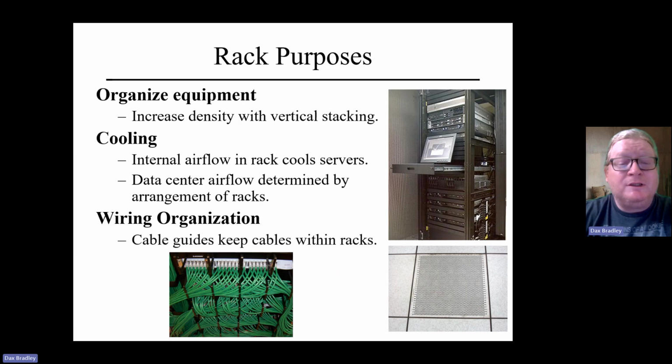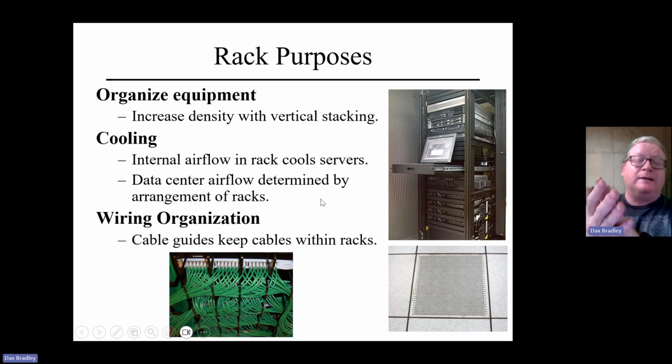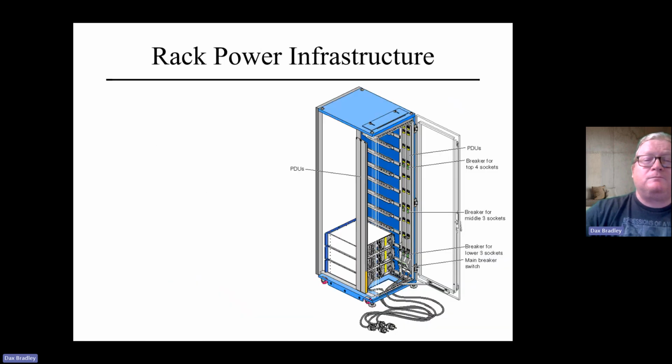And wiring organization is where the cable guides keep the cables within the racks. Usually on the sides, the vertical runs are covered with a piece of plastic that houses a, not a pipe, but a square looking contraption that holds the cables, but not always. And sometimes instead of rack mounts like this, they're cable tied to the steel rack. It just depends on who installed it and what the standards were.